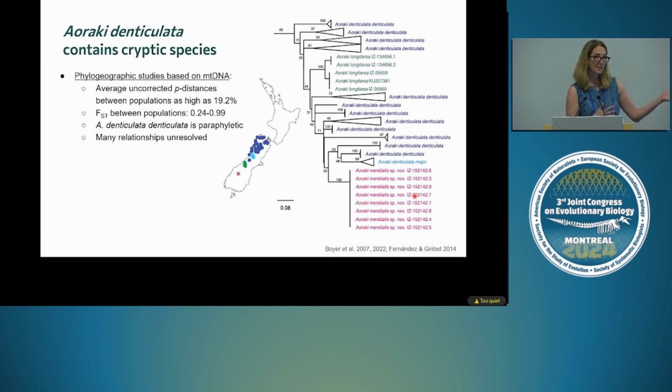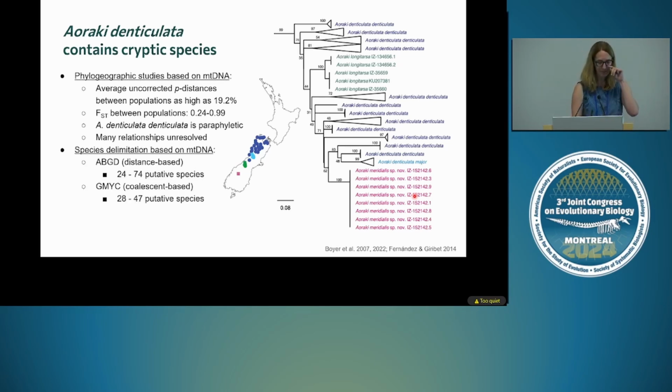This tree suggests that it's paraphyletic, although you'll also see there are a lot of very low support values here, so really with mitochondrial DNA only, these relationships are pretty unresolved. Previous authors have attempted species delimitation based on mitochondrial DNA in this group, both distance-based and coalescent-based approaches, and those approaches have suggested huge numbers of species. So numbers of species that, to those of us who have worked on these animals for many years in many parts of the world, frankly seem unrealistic.